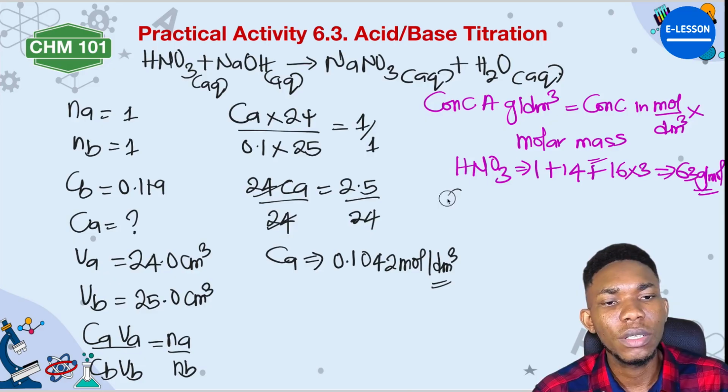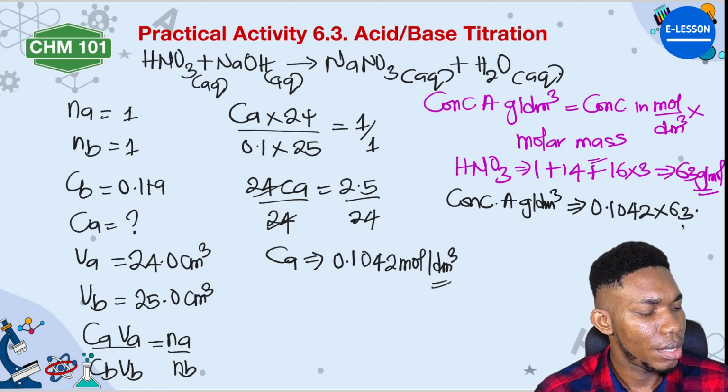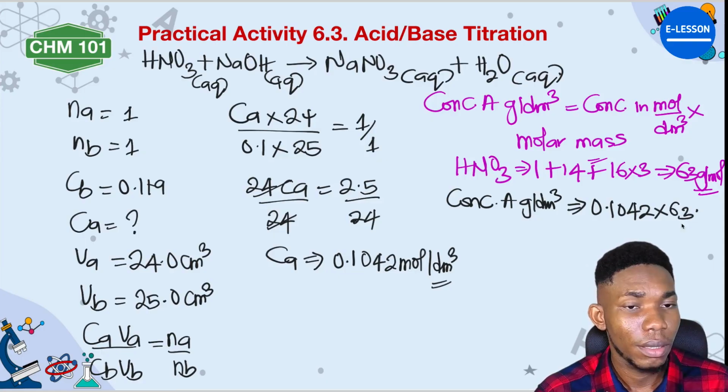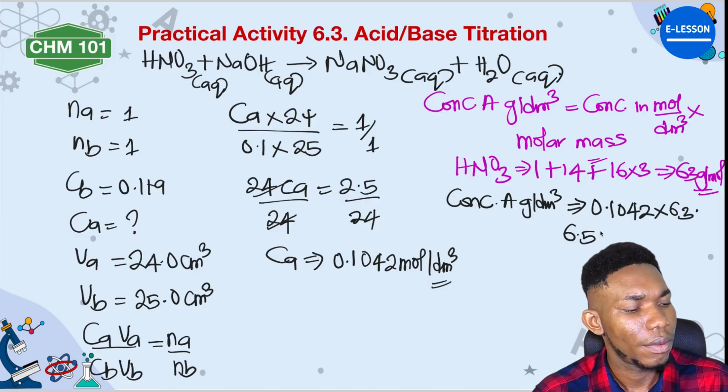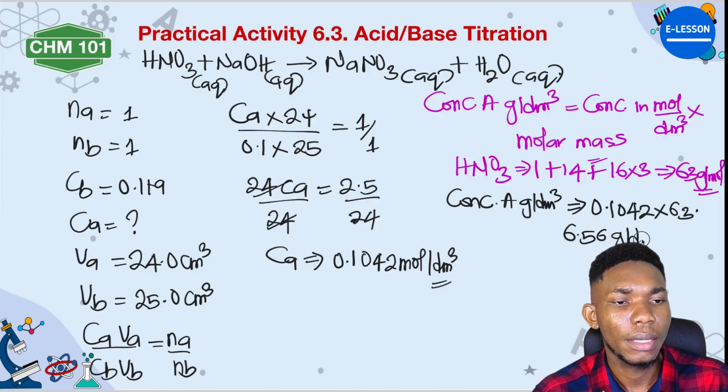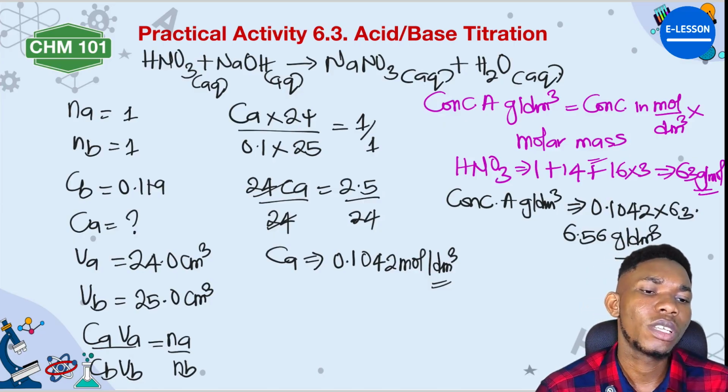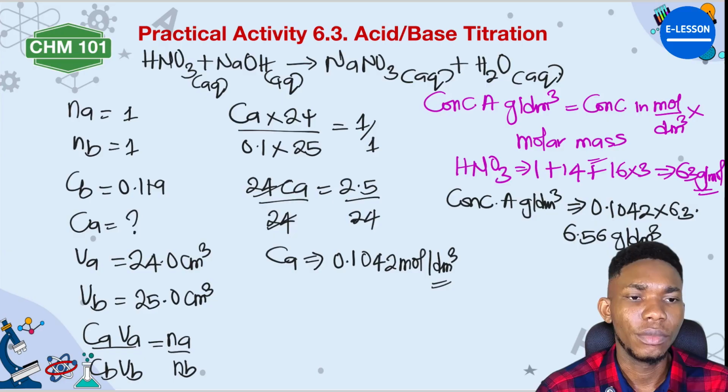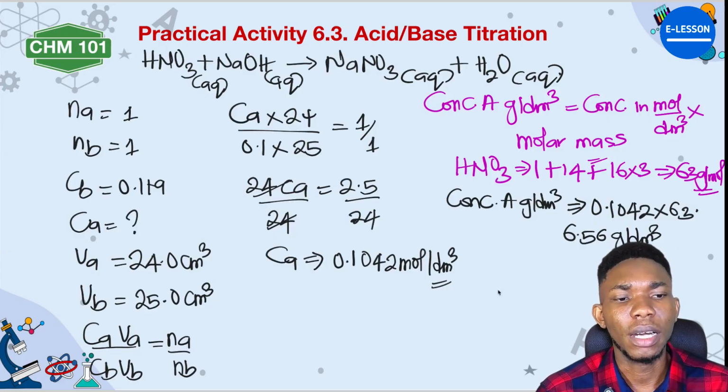Now, I have gotten that. So concentration in gram per dm cube for A. What's the concentration in mole per dm cube as you calculated? 0.1042 times 63. All right, which is 63 times 0.1042, which gave us 6.56 gram per dm cube. So this will be your concentration of A in gram per dm cube. Is that okay? That will be your answer to that. Let's see the next one.